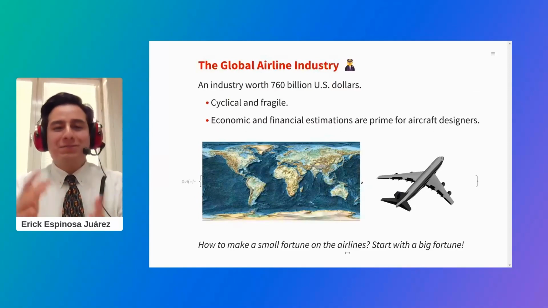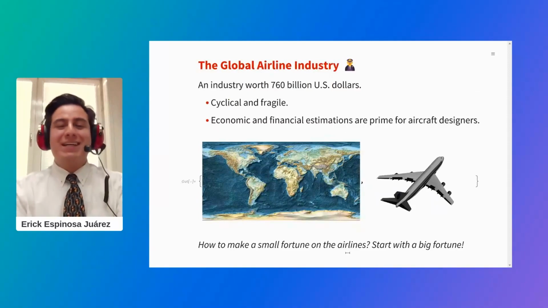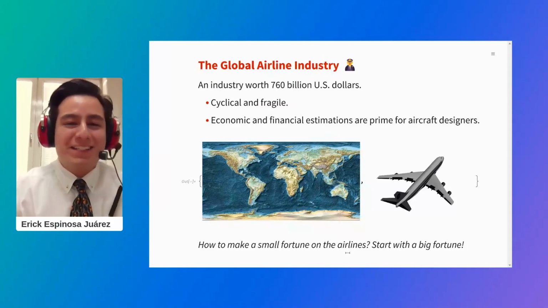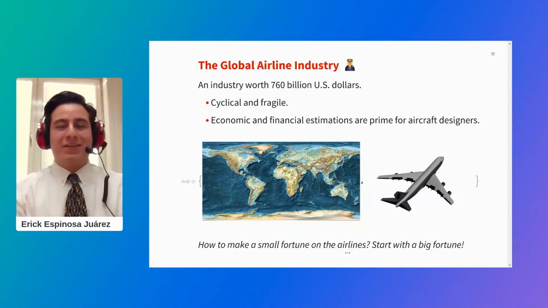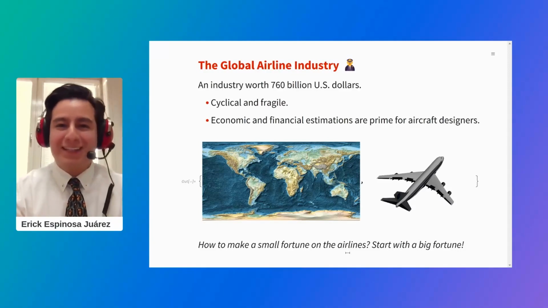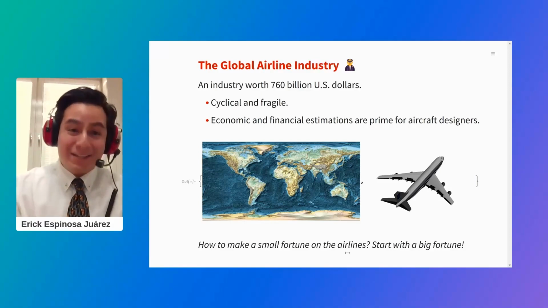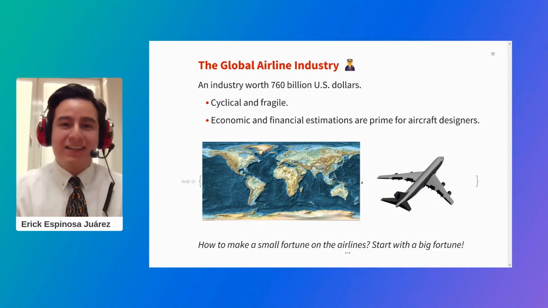Now let's go to what's important, the global airline industry. This is an industry of 760 billion US dollars, and we take airplanes everywhere, and only the ones who have not flown probably think that it's a nice experience. I myself, passionate about aviation, know it can be tedious sometimes in the airport. But as an industry, it's also very cyclical and fragile.